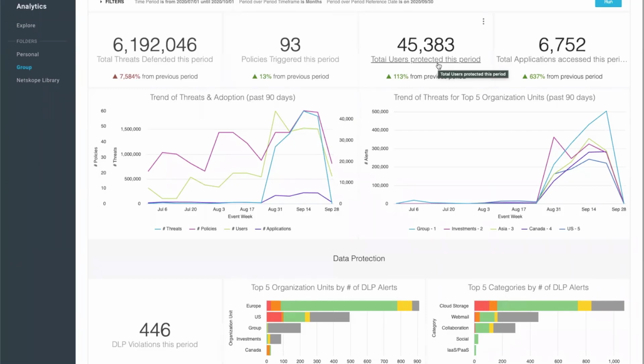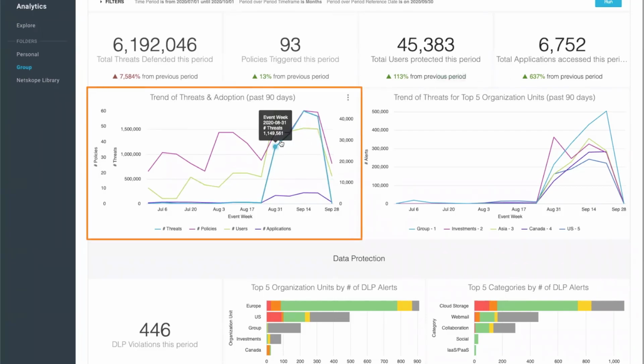We then move on to the trend of threats and adoption. So this breaks down, looking at threats specifically, policies, the users and the applications, and how that number has changed over a period of time. So in this situation, the past 90 days. Again, you're looking for anomalies here. You're looking where there's been perhaps a peak, specifically in either threats or applications. And it will be key for the CISO to try to articulate what generated that peak. And of course, the same for a drop.